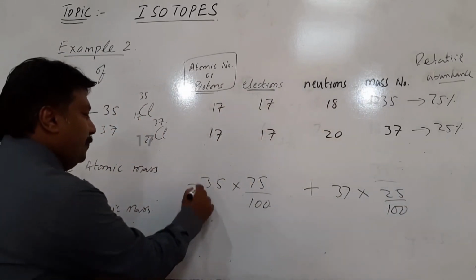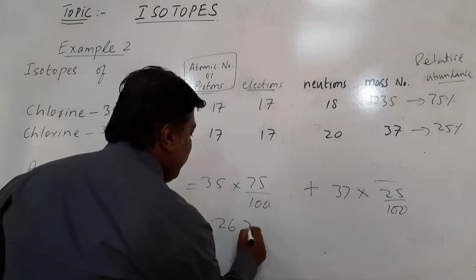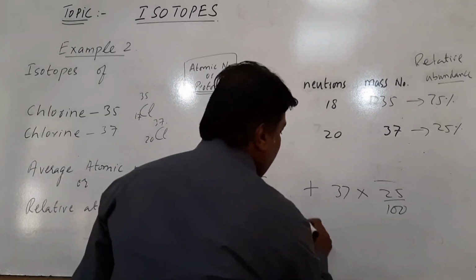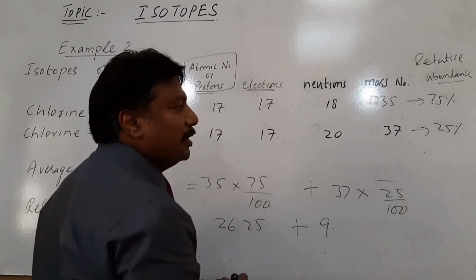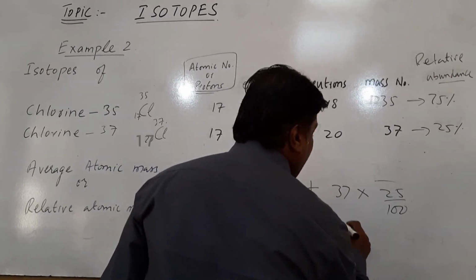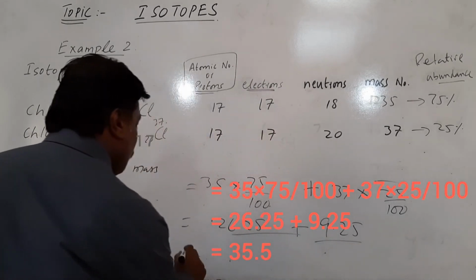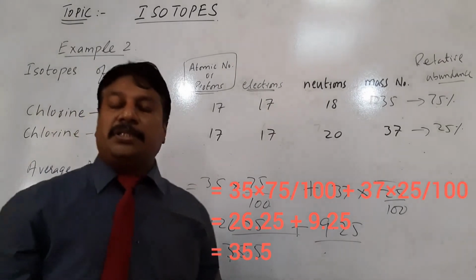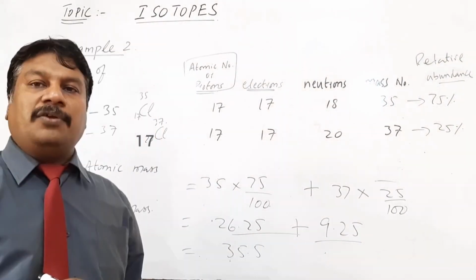If you solve it, here you will get the value 26.25, and plus you will get another value for chlorine-37, which will be 9.25. If you add both of these values, the result will be 35.5, which is the average or relative atomic mass of chlorine.